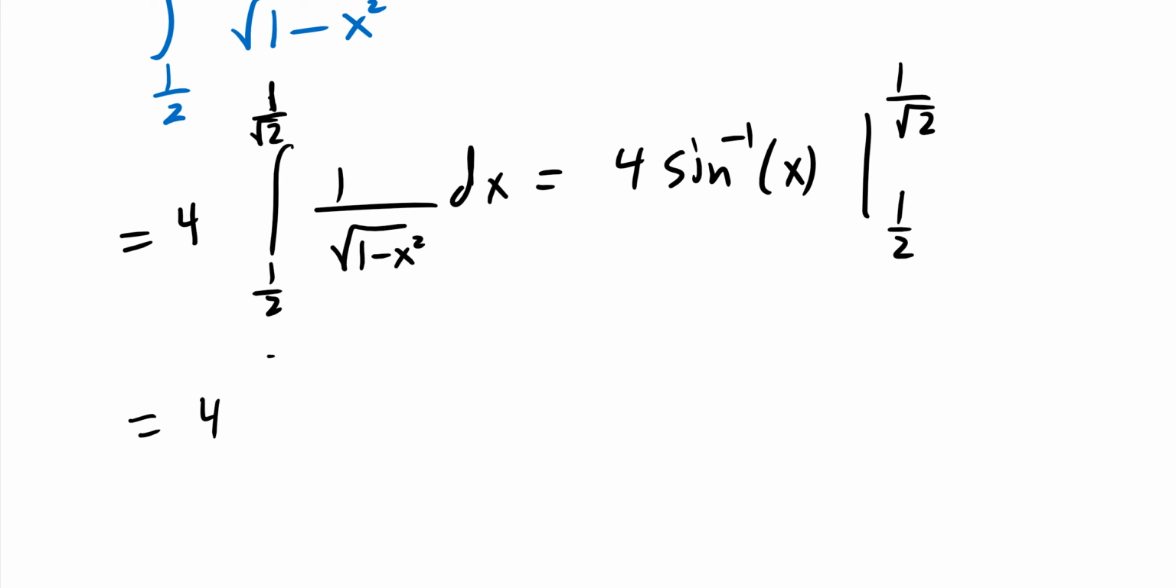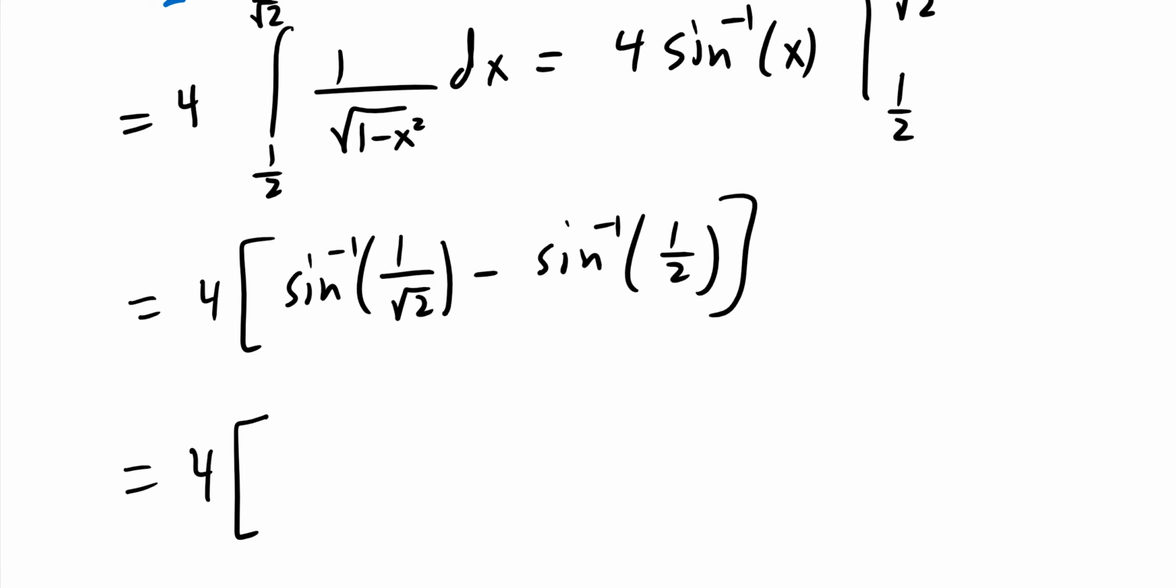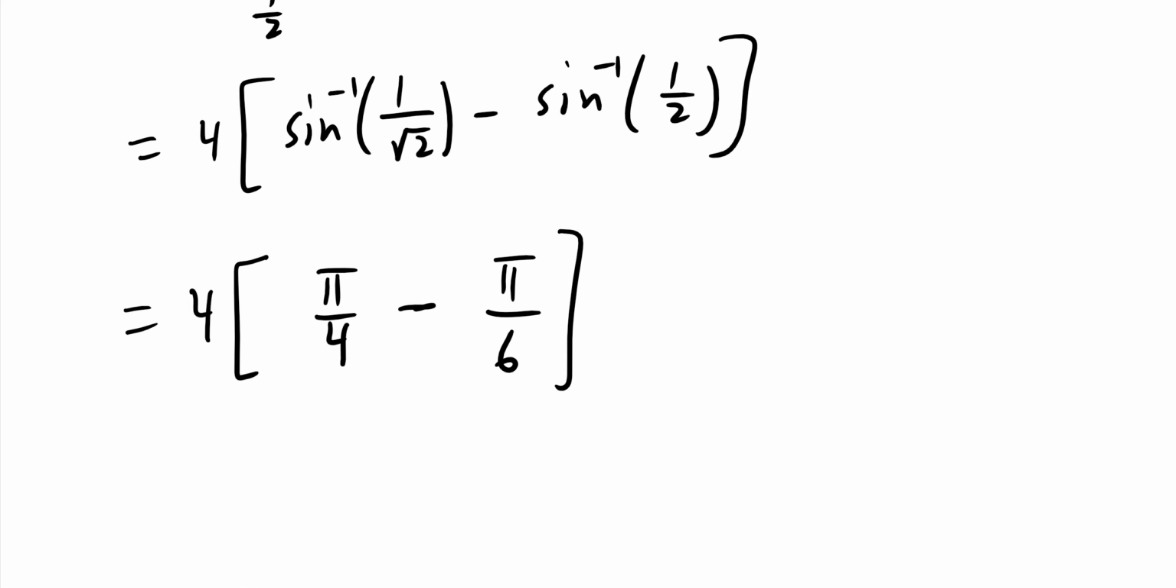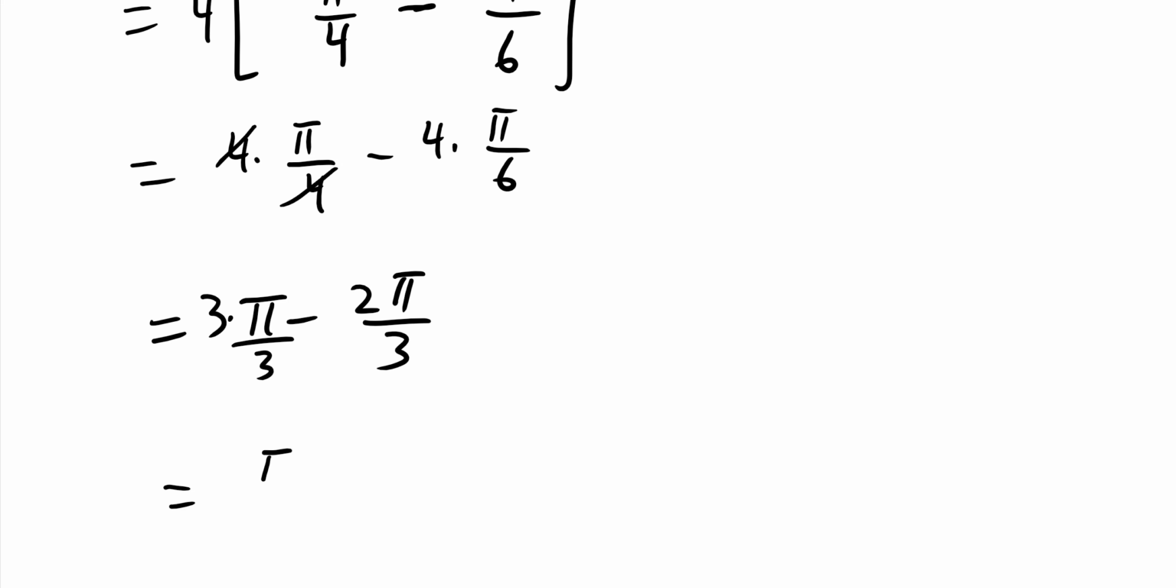Then substitute x in. Sine inverse of 1 over square root of 2 minus sine inverse of 1/2. Watch how the 4 is outside. Keep the 4 out. This one here is pi over 4, 45 degrees. What's the angle whose sine is 1/2? Is it 90? No, it's pi over 6, 30 degrees. And all we have to do is multiply this out. 4 times pi over 4, minus 4 times pi over 6. That gives me pi minus 2 pi over 3, which is pi over 3.